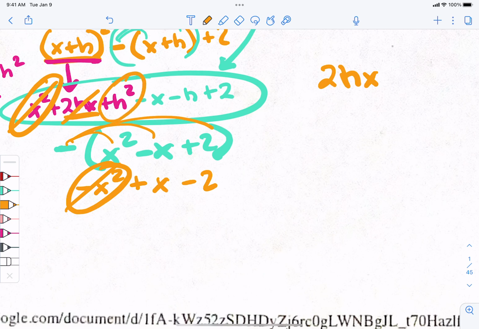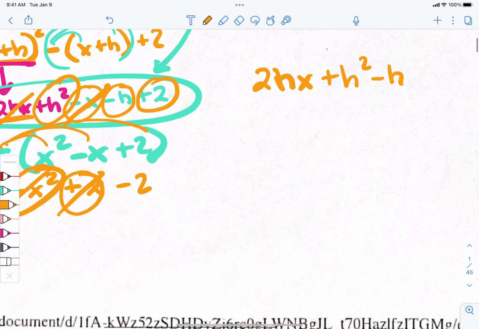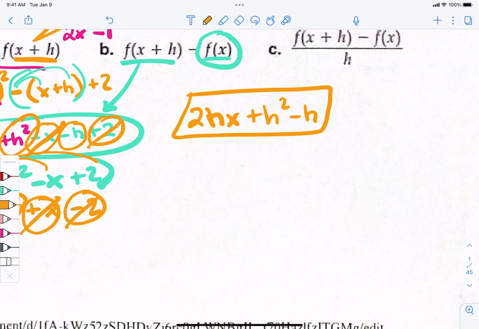H squared. Does he go with anybody? No. So plus h squared. Okay. What about minus x? Plus x. Gone. Okay. Minus h doesn't go with anybody, so we put minus h. And then plus 2 minus 2. Gone. Okay, so that stuff all simplified to be this. That cancels out really nicely. Really super nicely. Okay, good?